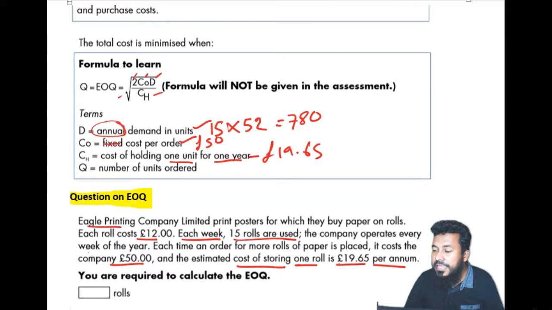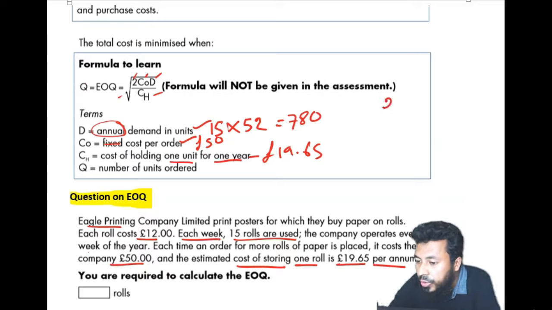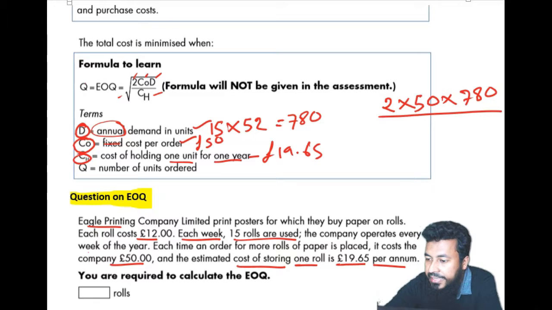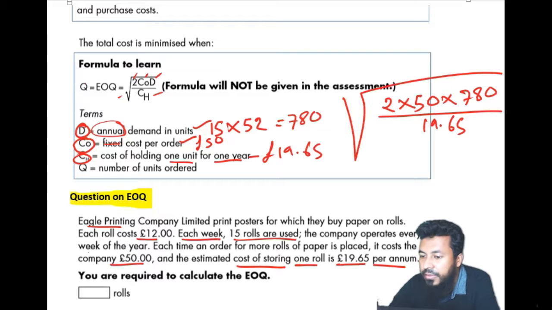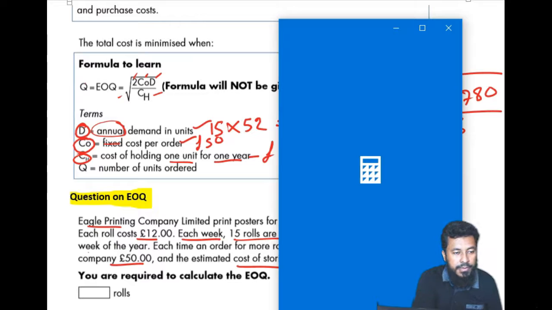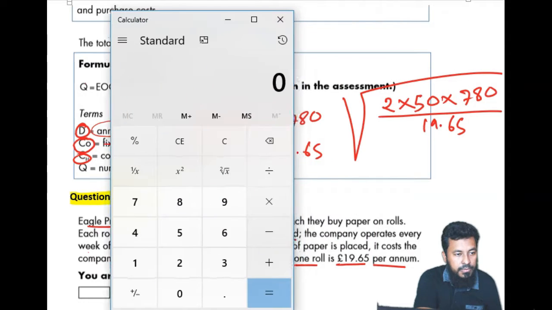So let's go back to our formula. The square root of 2 times CO times D over CH. 2 times CO, your cost of order, 50, times D, your annual demand, 780, over CH, which is 19.65. And you get the root over. So let me take a calculator in front of you. There we go, the calculator.